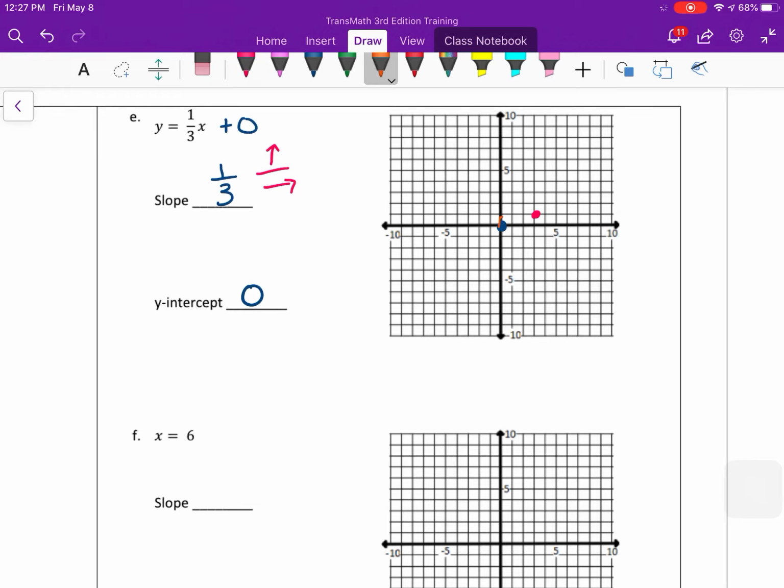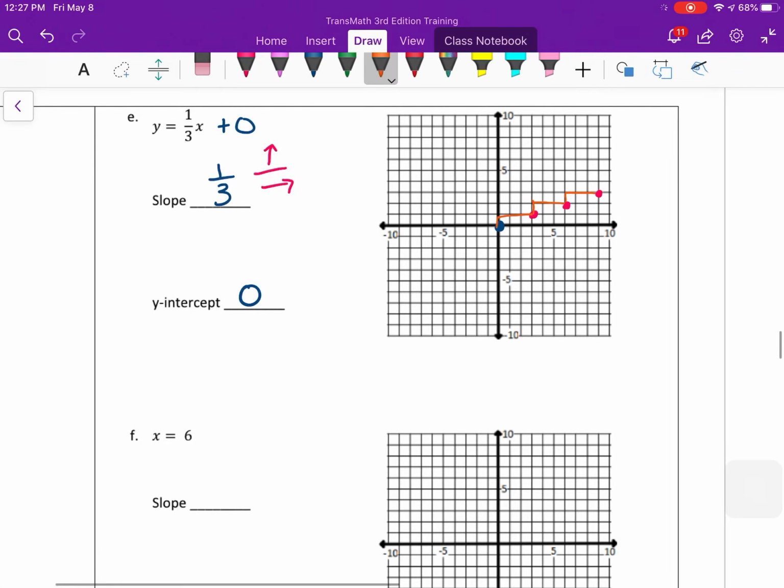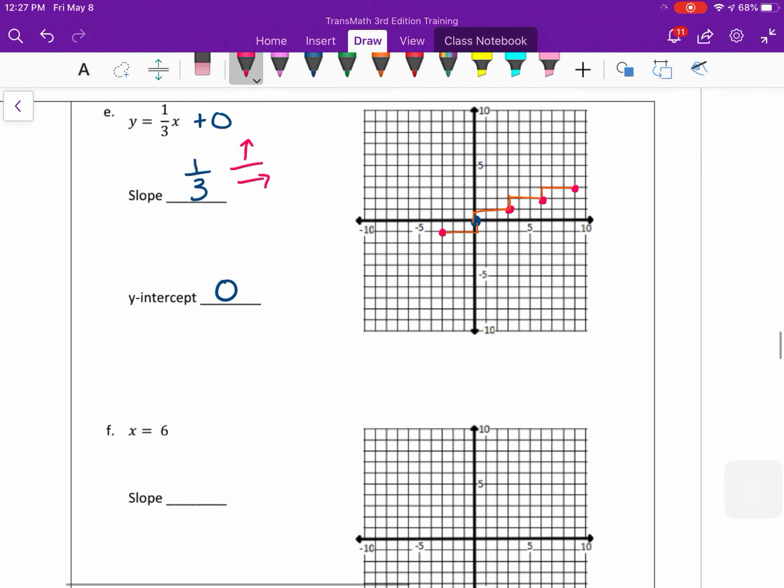See how I did that? From this point, up 1 to the right 3. Then up 1 to the right 3. Up 1 to the right 3. And you can put your dots. Or you can go down 1 to the left 3, because -1 over -3 is positive as well.